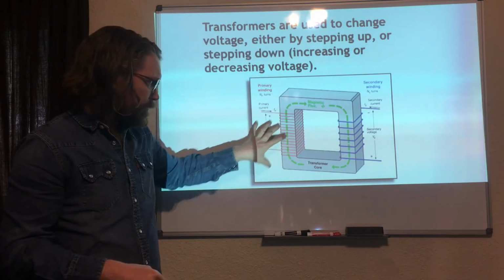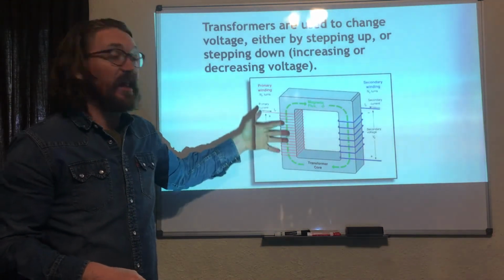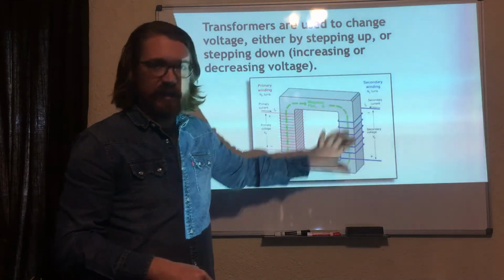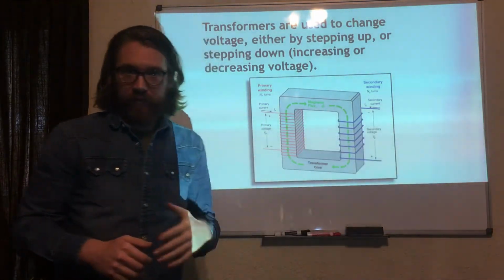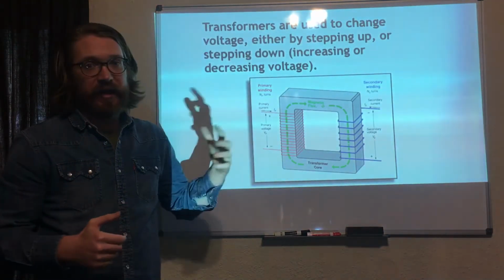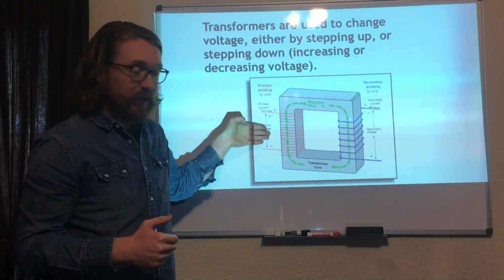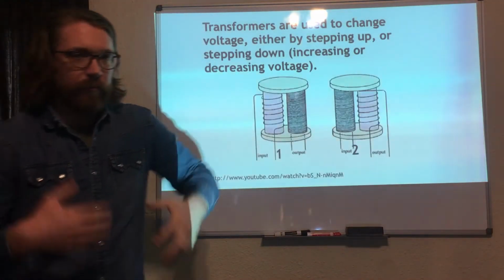So here, this red side, our primary side, we have a lot of windings, which means there's a lot of voltage coming into the transformer. On this side, we have less windings, which means that we have less voltage coming out of the transformer. So this is what is called a step-down transformer. You have a lot of voltage coming in and a small amount of voltage going out, okay? But you can have it either way.